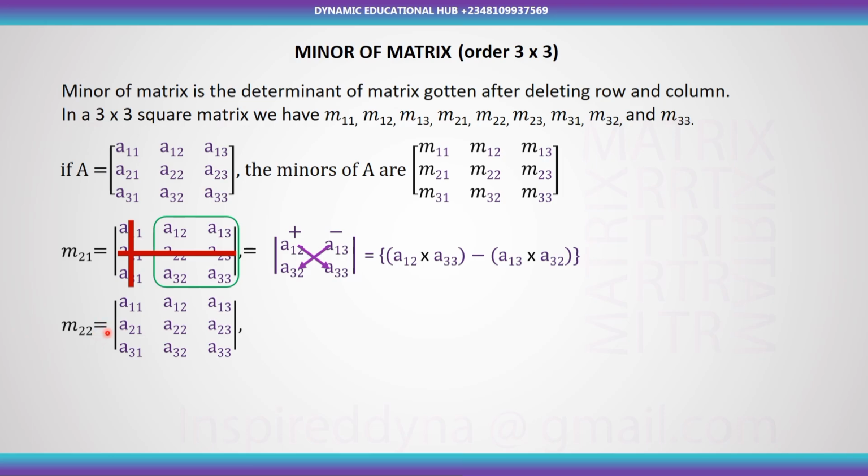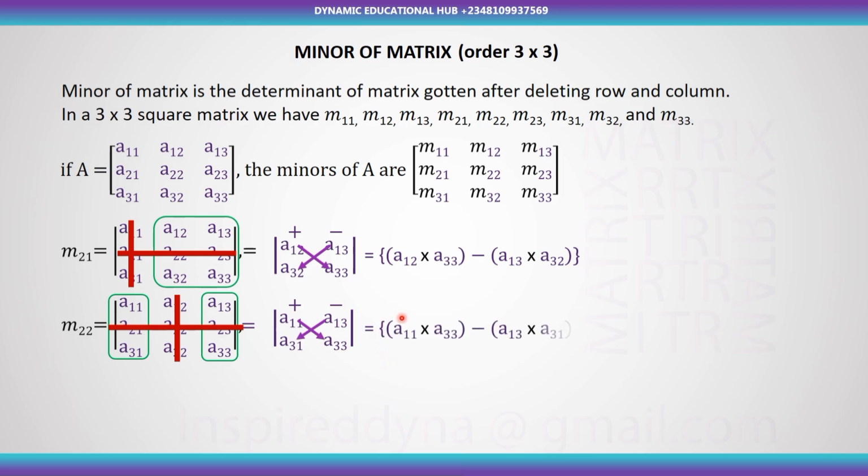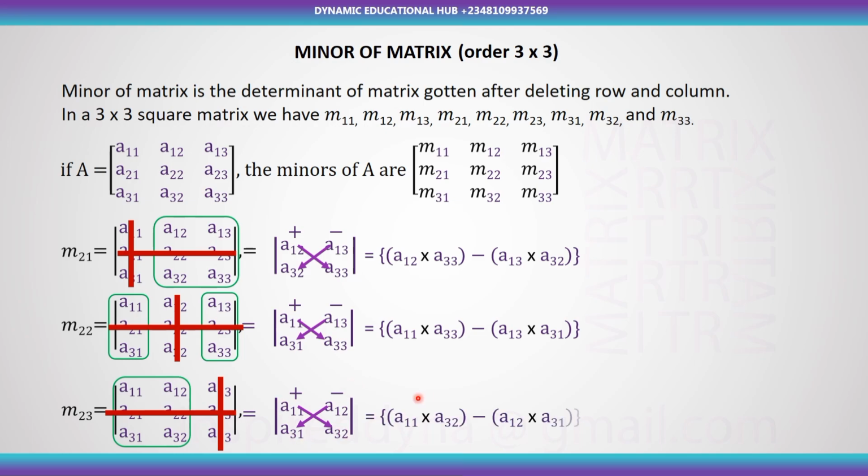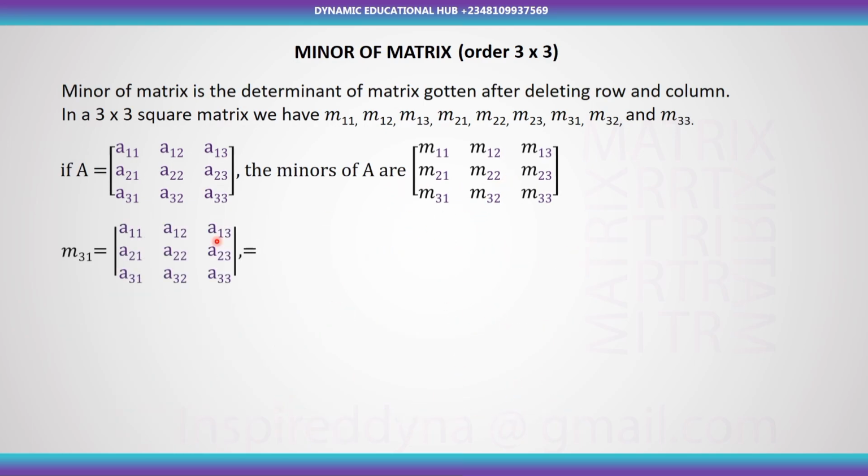Find M22, second row, second column, you are left with these guys. And you can find the determinants. Plus, minus, multiply the diagonals. Lastly, M23, second row, third column. To find that as well, M31. You delete the third row and first column. You are left with these guys. Find the determinants.